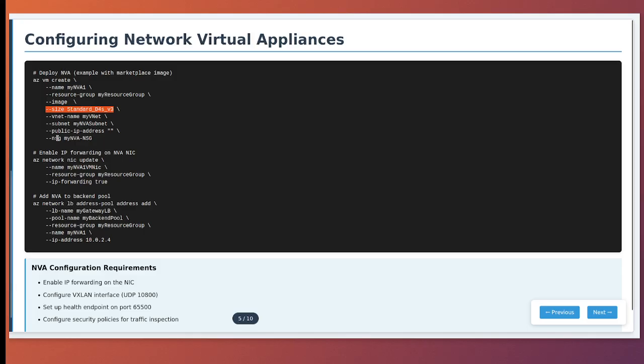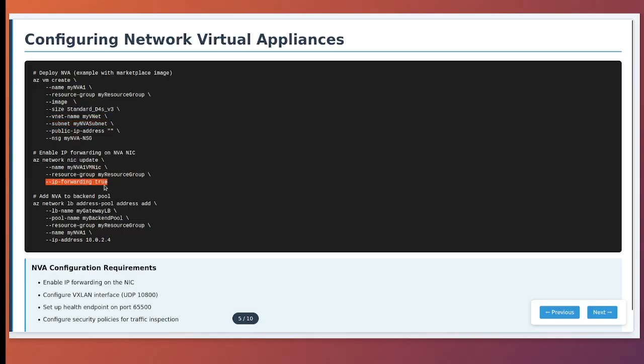The public IP address parameter is set to an empty string because NVAs behind a GWLB typically don't need public IPs. They are receiving encapsulated traffic from the GWLB, not direct internet traffic. The VNet name and subnet should place the NVA in a subnet that can communicate with your GWLB. Now, here's a critical configuration step that's often missed: enabling IP forwarding.